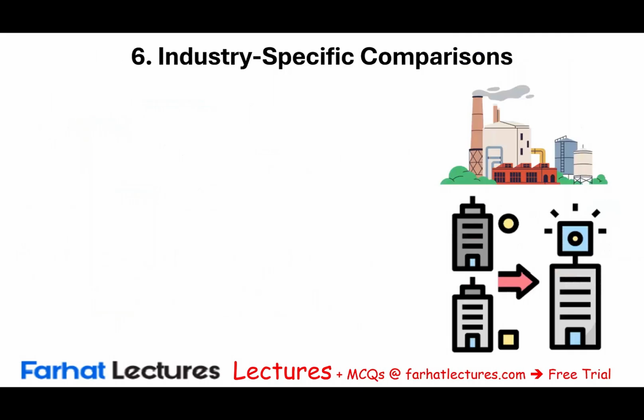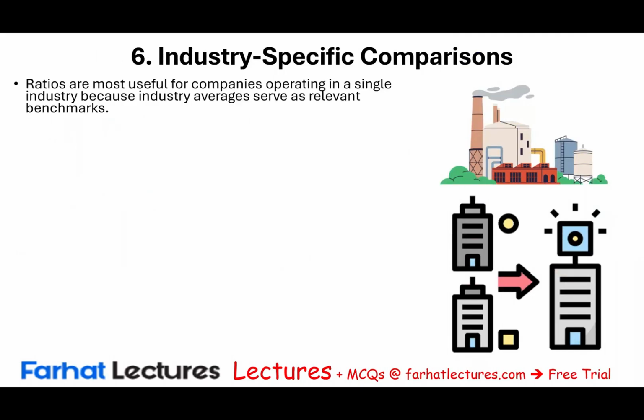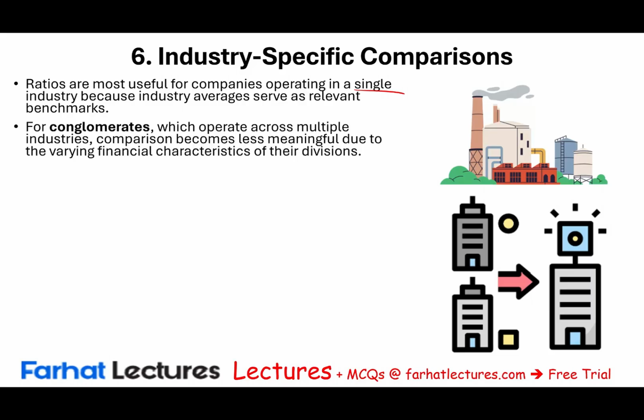Let's assume you want to look at industry-specific comparison. Well, ratios are most useful for companies operating in a single industry because industry averages now serve as a relevant benchmark. Now we're looking at only a specific industry. We're not comparing technology to manufacturing. Well, how about if the company that you're comparing it to is a conglomerate? What is a conglomerate? A conglomerate is a company that operates in multiple industries.